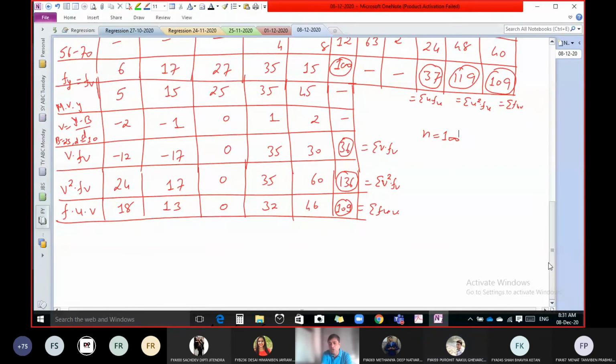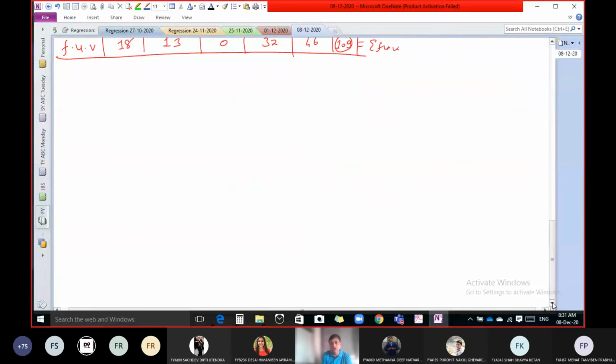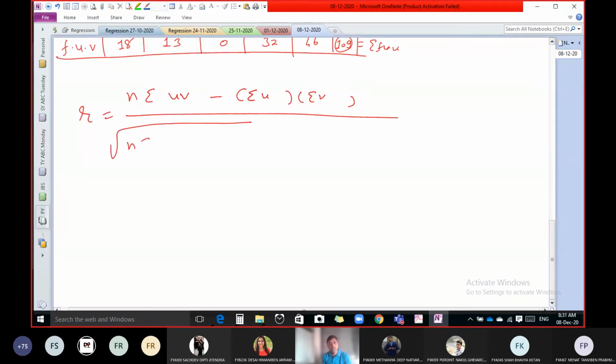Now, if you want to find out correlation, by chance, you have to use this formula: n sigma uv minus sigma u sigma v upon square root of n sigma u square minus sigma u the whole square, second square root, and n sigma v square minus sigma v the whole square.